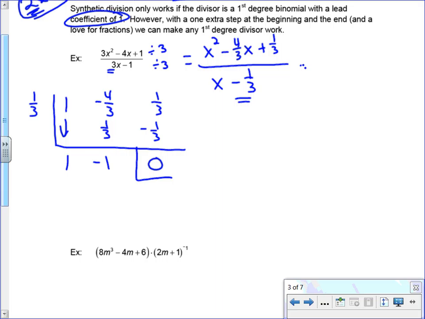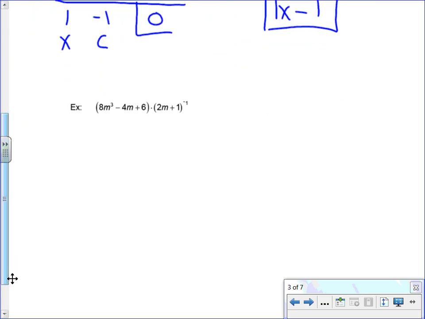So your answer then comes from here. This is going to be x, and this is going to be your constant. Your answer is 1x minus 1. That's the answer to the original division problem. Okay? Second example. Notice that there's no m squared. So that means I'm going to need a placeholder.